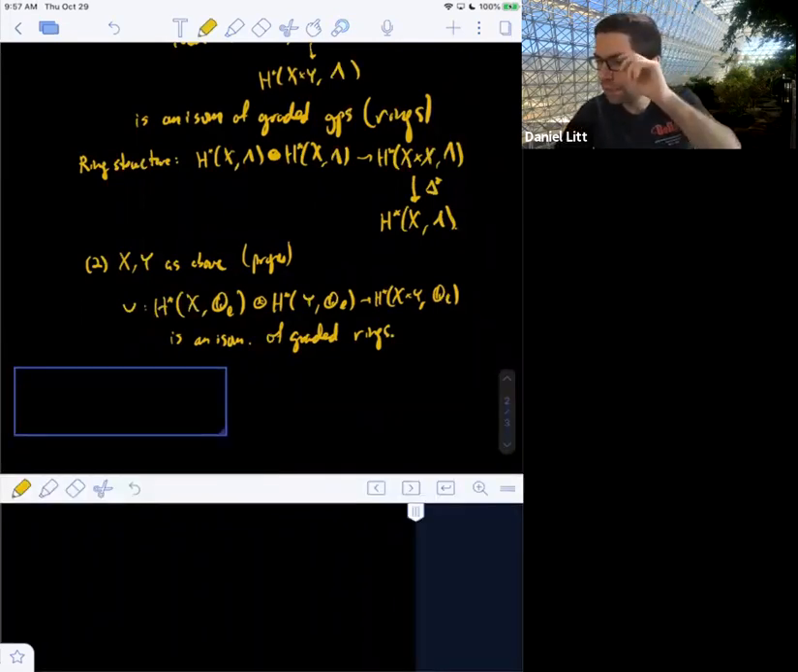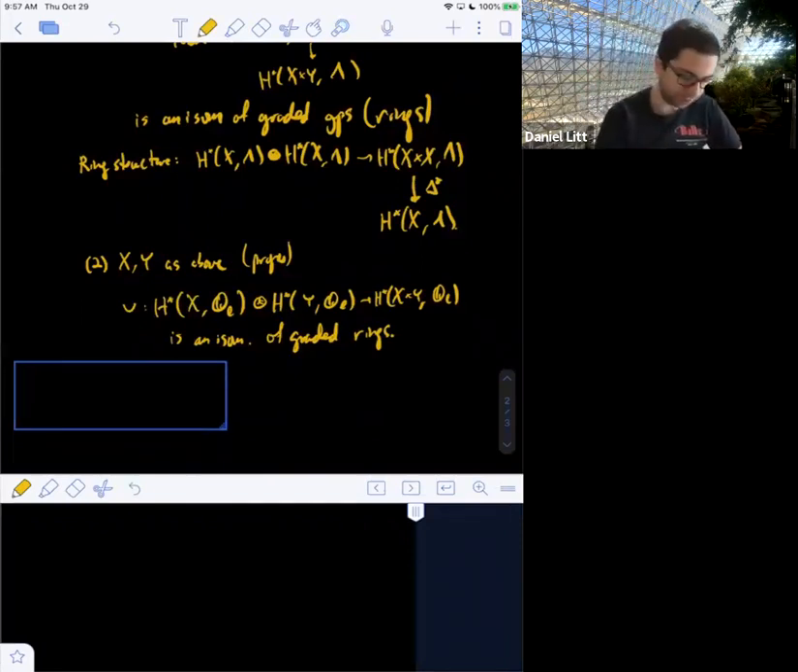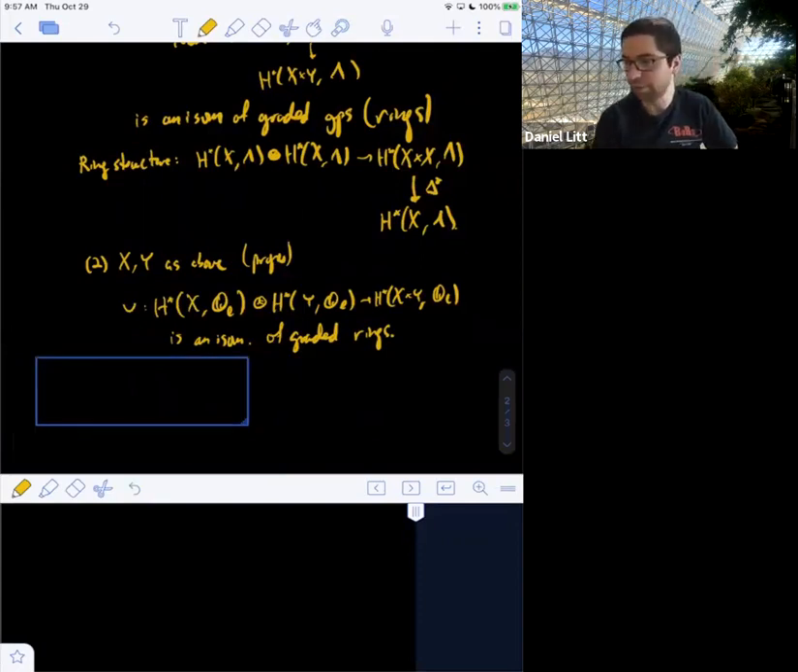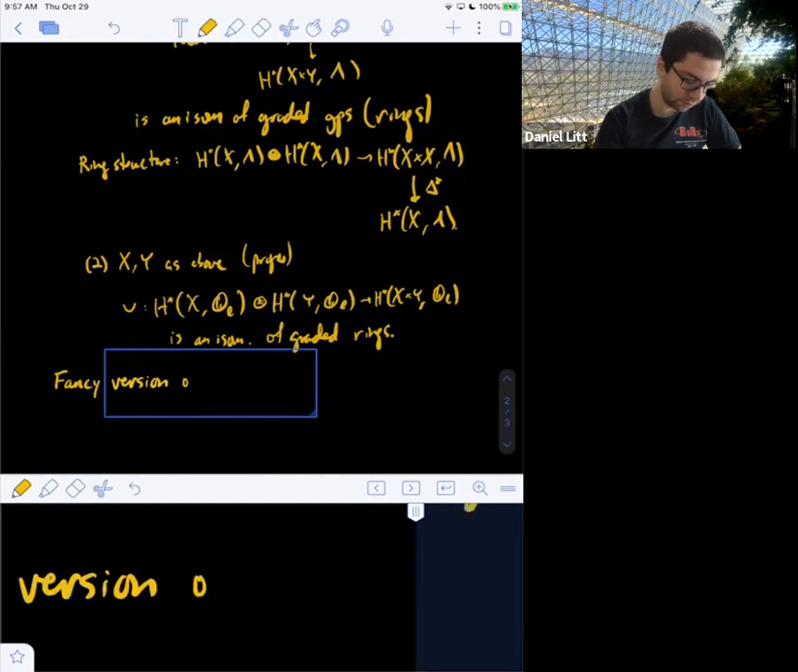Okay, so let me sketch the proof. Let me just remind you now what the fancy version of Künneth was. So the fancy version of Künneth, and I'll sketch the proof of that.